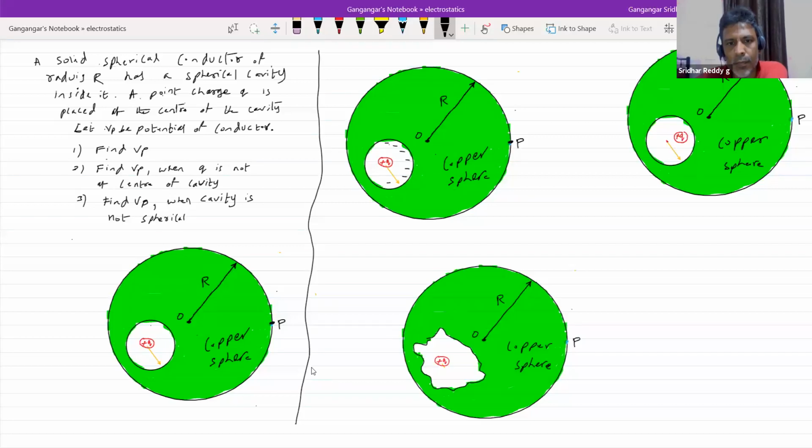Minus q. As it is at the center of the cavity, it will be uniform. So I'll put a minus q charge. And what it will do, it will induce charge, this one.